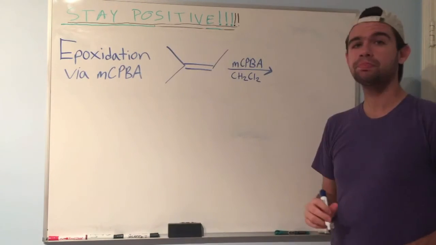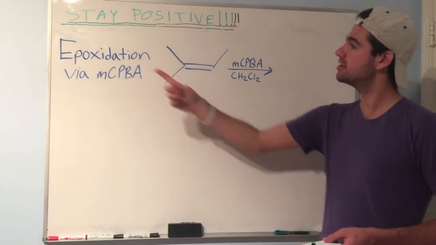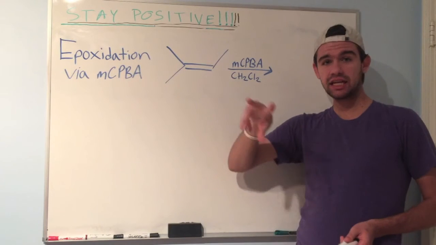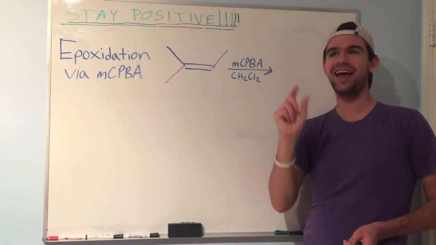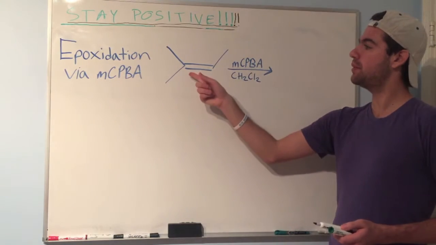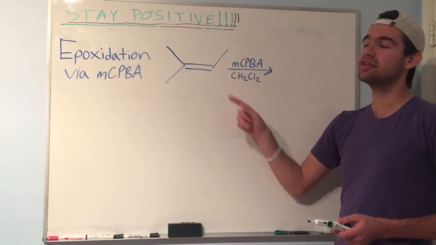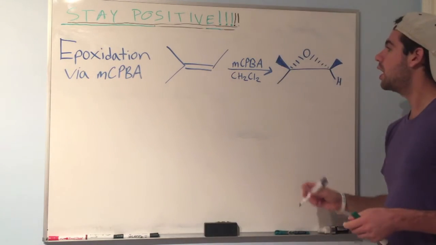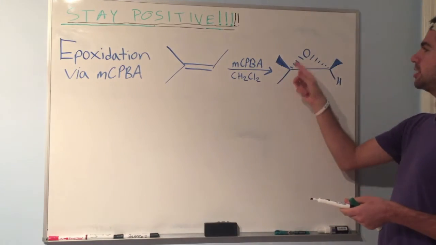Let's keep going. All right, the last reaction we're going to talk about is epoxidation via MCPBA. Remember that an epoxide is a cyclic ether with three atoms, right? Two carbons and an oxygen. So we make those by reacting an alkene with MCPBA and CH2Cl2. So the product of that reaction looks like this. All right, so this is what the product looks like. We end up with an epoxide.